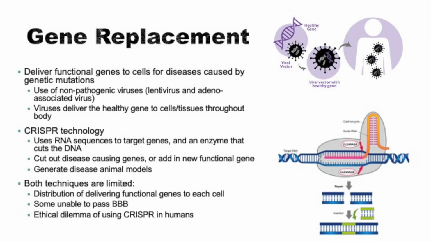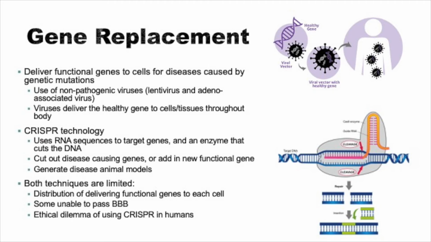In addition to using viral gene therapy, there's also something called CRISPR technology. This technology uses an RNA sequence to target genes and an enzyme called Cas9 that cuts the DNA. So here in this figure on the bottom is just an example of how this works. It is kind of complicated, but we'll get through it.